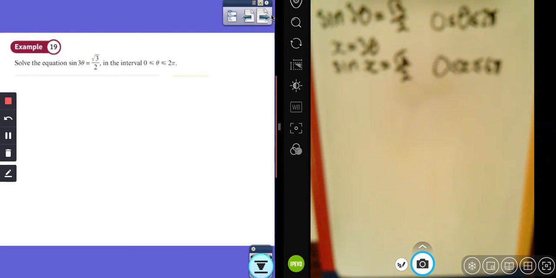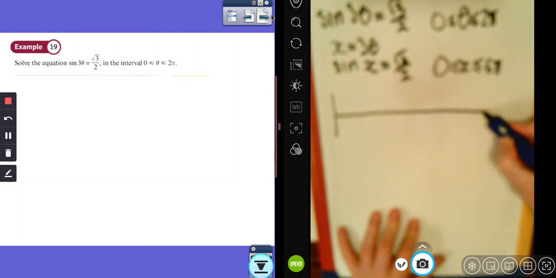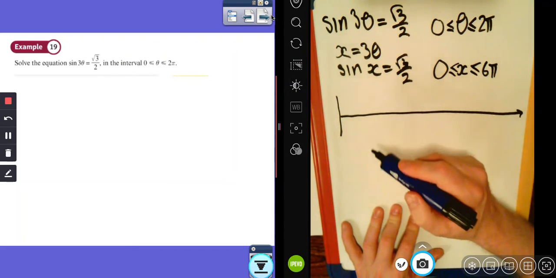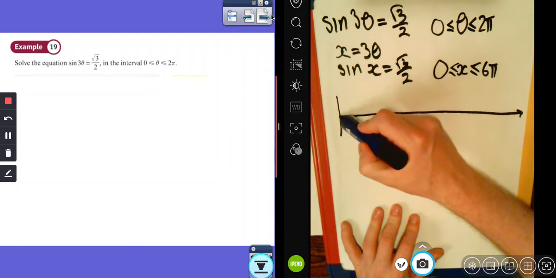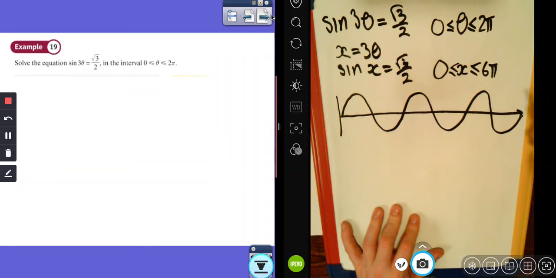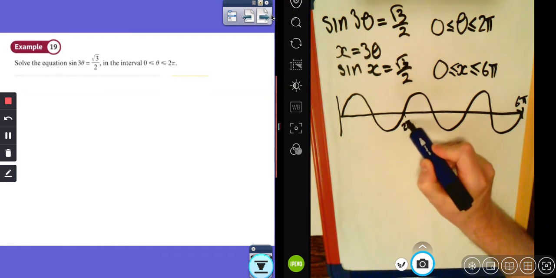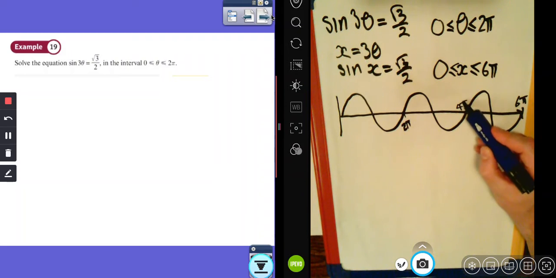So let's have a look at the graph of sine between 0 and 6 pi. Here we have a very long graph, and it is going to be the sine graph repeated 3 times: 1, 2, 3. There you go, 6 pi. And even better, you can see what I was actually doing now. So we've got 6 pi there. We've got, of course, 2 pi here, 4 pi here.